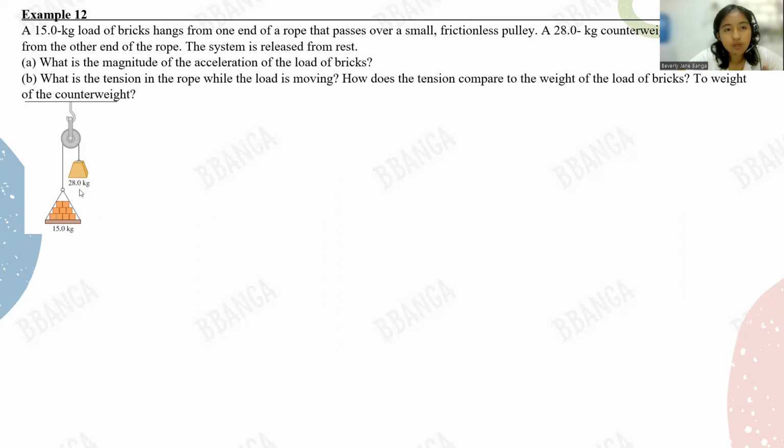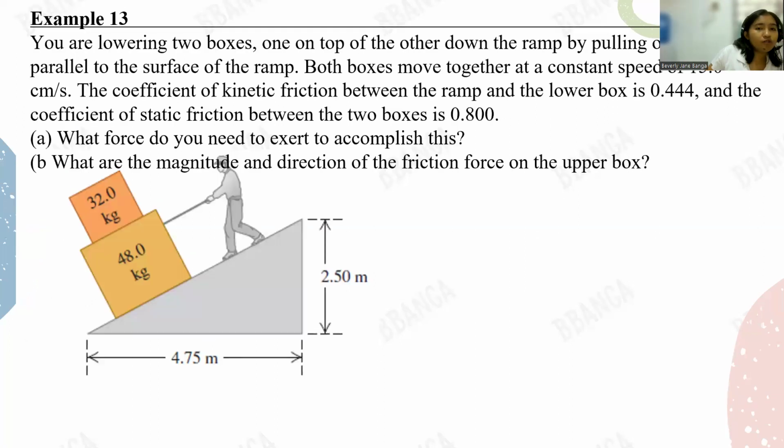obviously dito mas mabigat yung counterweight natin kasi niakyat natin yung bricks. And the system started from rest. Parang sa atin, magnitude of the acceleration of the load of bricks. So, paano natin siya kukuhanin? Eh, walang binigay sa atin dito na kahit anong value. Mass lang yung binigay sa atin. So, ang gagawin natin is kailangan natin mag-drawing ng dalawang free body diagram.